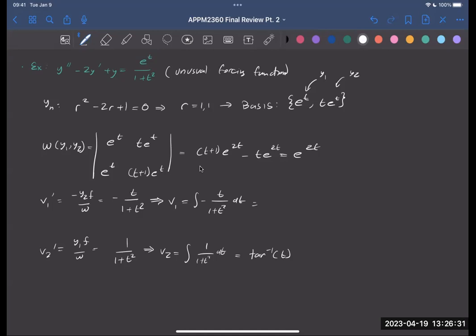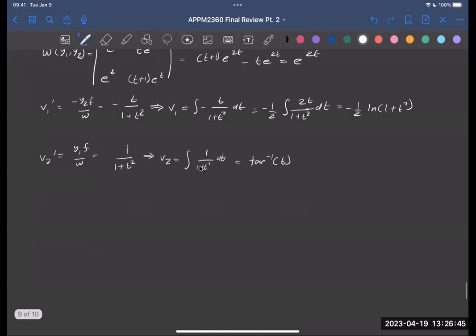This top one, we're going to have to pull a little sneaky trick. We'll multiply it by negative 1/2 on the outside, put 2t on top, 1 plus t squared. This is just an integrating trick we have to pull. And that means that our final integral is negative 1/2 natural log of 1 plus t squared. From this, I can now form my particular solution, y p is equal to v1 y1 plus v2 y2, which is equal to negative 1/2 e to the t natural log of 1 plus t squared plus t e to the t arctangent of t.